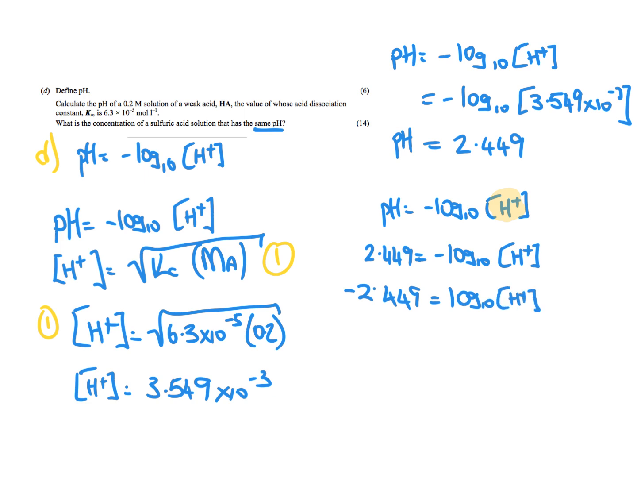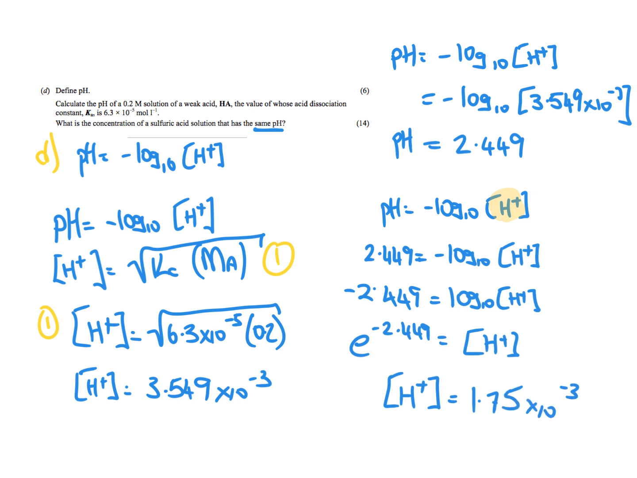And to get rid of the log there, we get the anti-log, so we're going to have e to the minus 2.449 is equal to the concentration of the H plus ion. And the concentration of the H plus ion in moles per litre then is 1.75 by 10 to the power of minus 3. And that is your answer there.